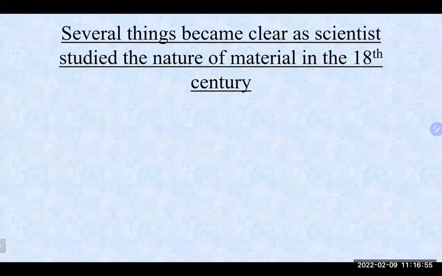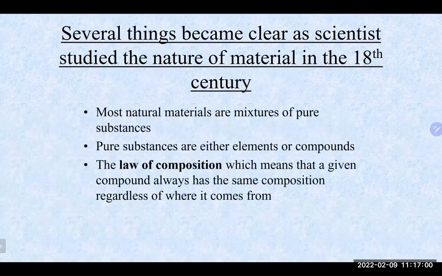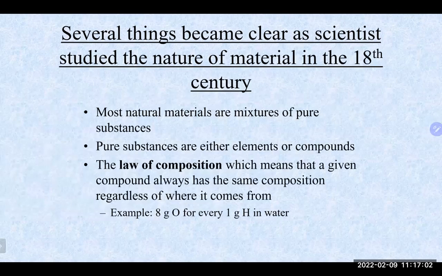A lot of really important work towards the understanding of atoms came about with the development of what's known as the cathode ray tube. Most everybody believed that most natural materials were either a mixture of pure substances. And as we talked about in chapter 3, pure substances can be either elements or compounds. You could have just iron by itself, which is a pure substance. You can have water by itself, which is a compound and a pure substance.